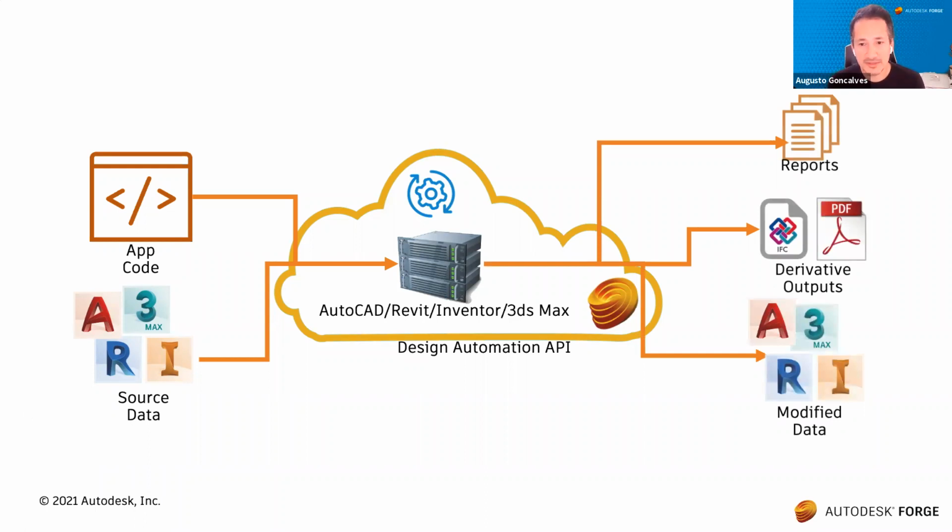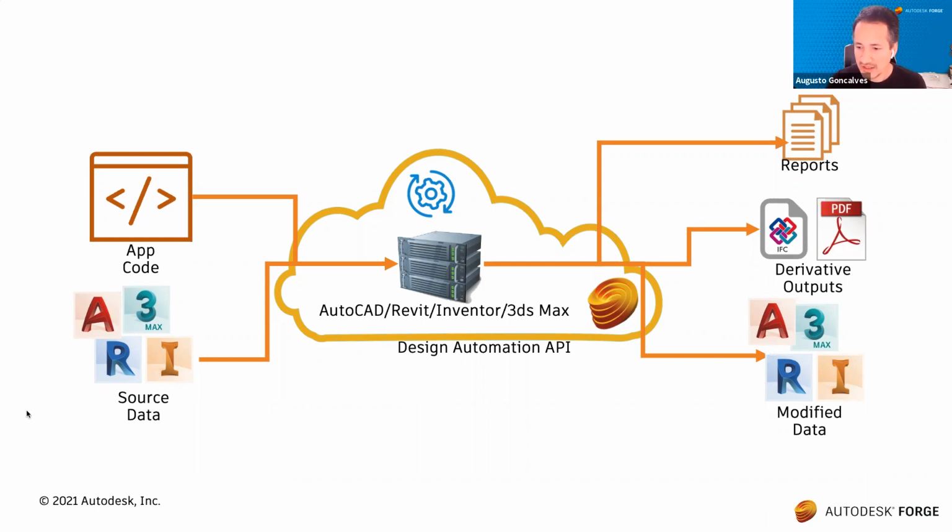That output can be a report, can be derivatives, can be modified data. It's anything, right? You input a file, input data, and you get output files and data. The only thing to consider is that, as I mentioned, it runs in batch mode, and there is no connection to other services. So you have to provide all the data at the beginning and get all the results at the end of the process.